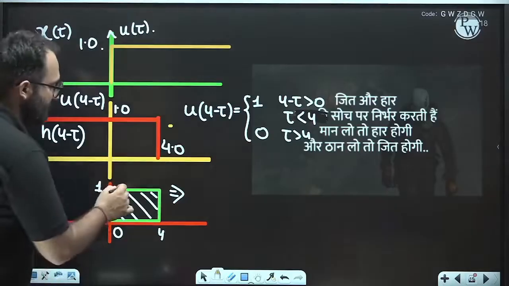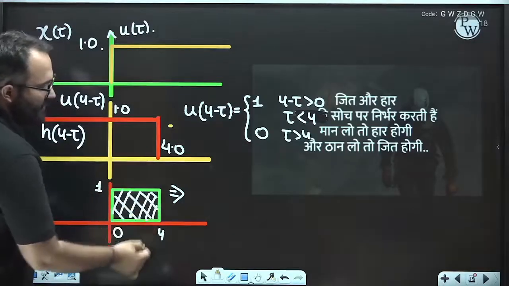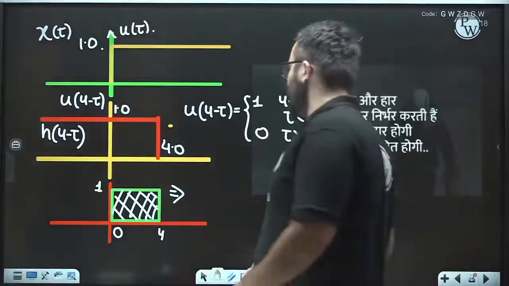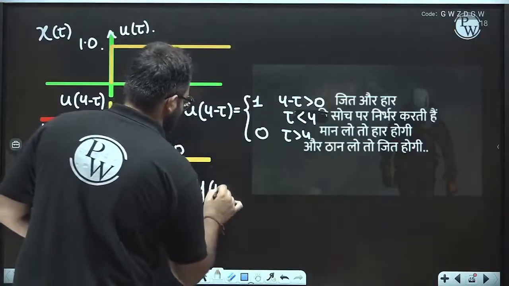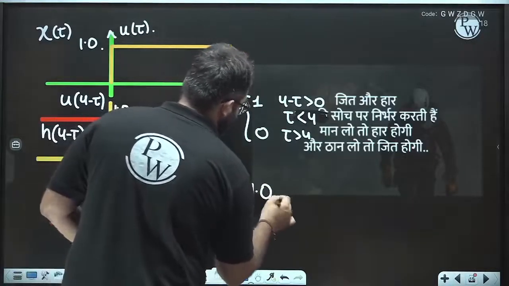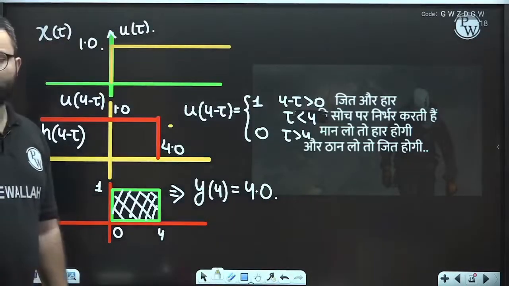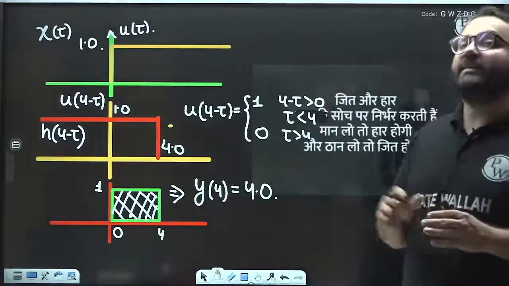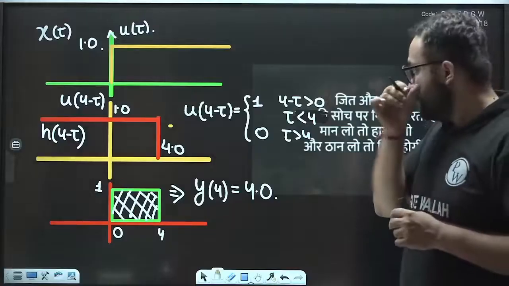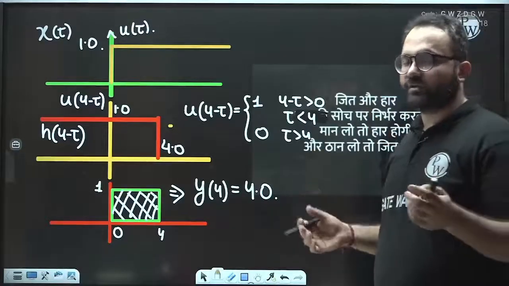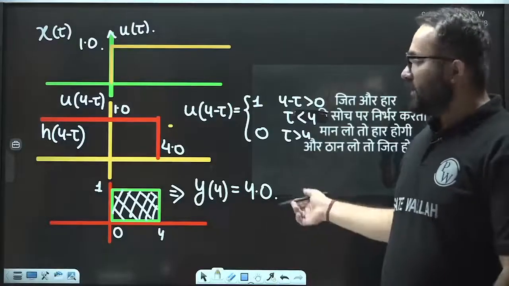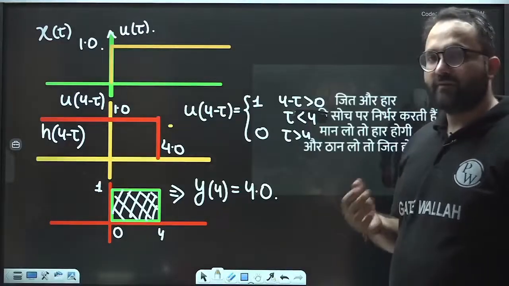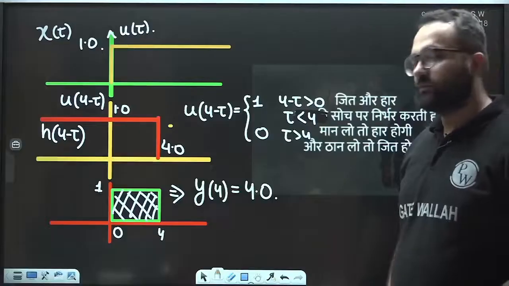Now we have to integrate this signal from minus infinity to infinity to get y4. Integrating this means the area of this rectangle. So y4 is equal to the area of the rectangle, that is 4 only. I hope everyone is able to understand this concept. This is a very simple concept, and we'll only be dealing with this concept in convolutions. We'll not be completely solving the convolution of two signals because that will be done by the Laplace transform. Here we are worried about questions where we have to find the output at a particular time instant only.